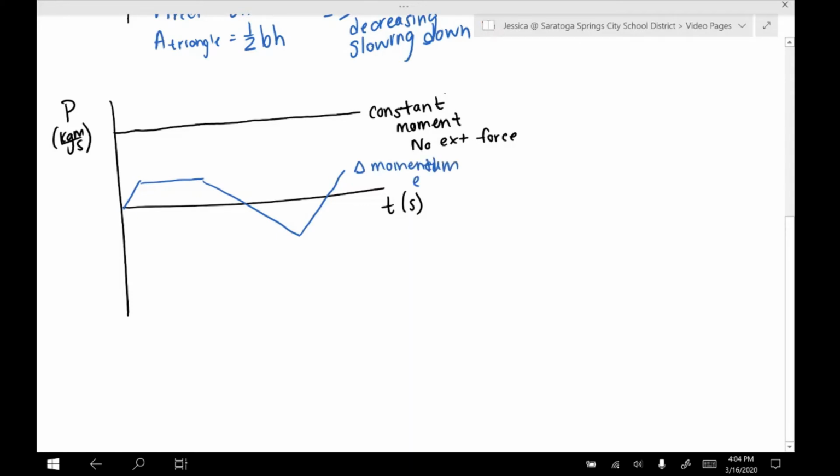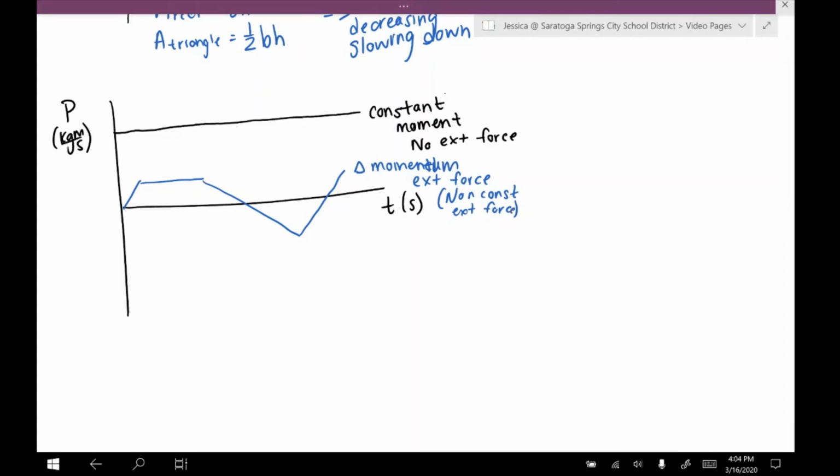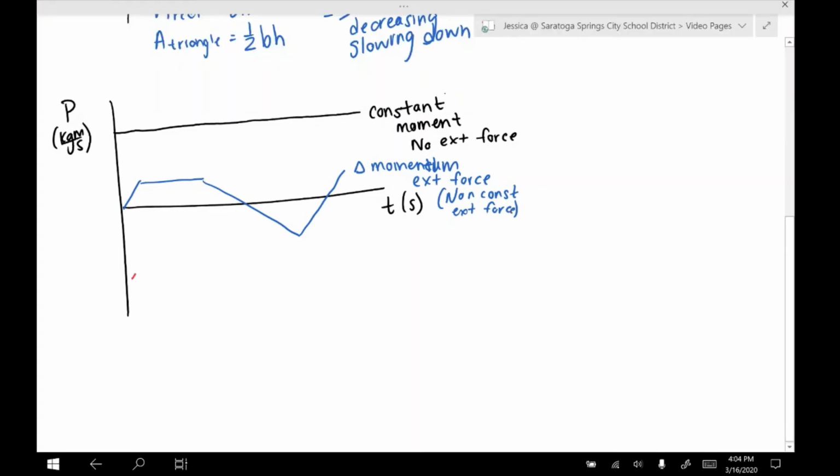So we do have an external force. Now it's not a constant external force in that case, and I'll talk about why in a second. So let me write non-constant external force. And then one last graph, if I had a graph that looks like this, oops, I need to make it more linear.